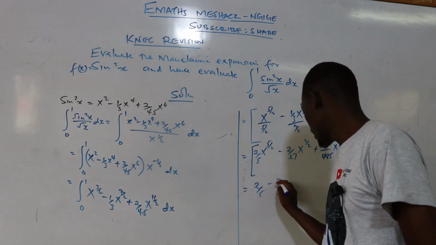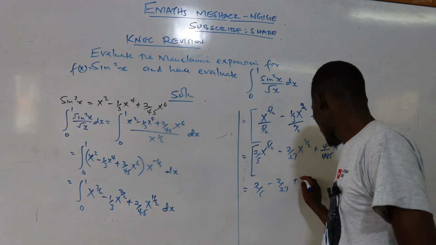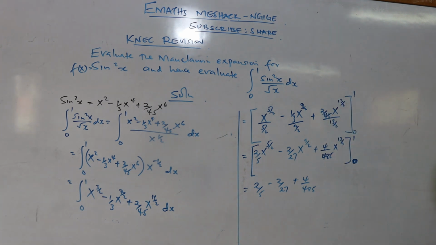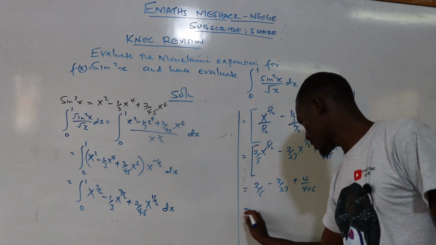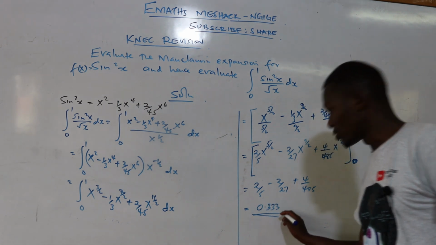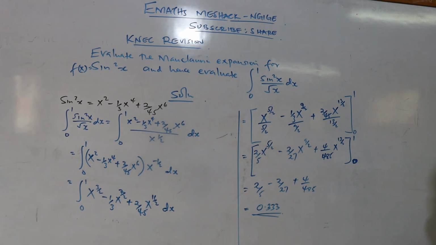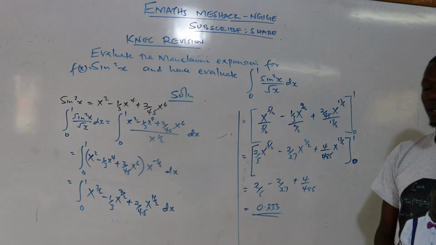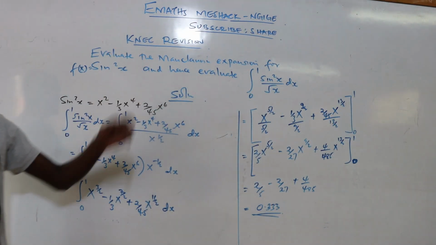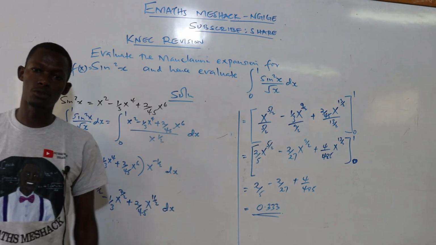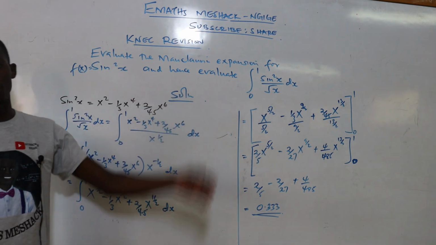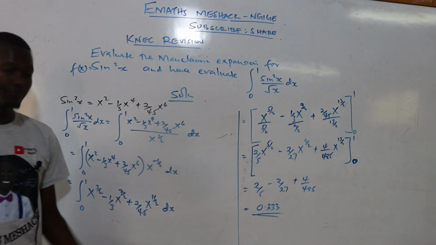2 over 5 minus 2 over 27 plus 4 over 585. Now when you add up all that, what do you get? You'll get this number here. So confirm if your value is given as 0.333. And that is how you solve the question using the Maclaurin's expansion. And this is a very good question because it warrants you around 10 to 12 marks. So if you know how to go about it, then you have saved yourself some very good marks.